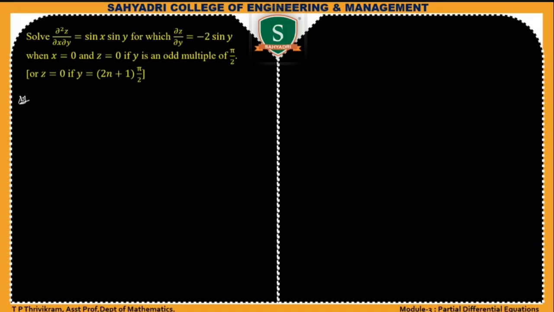y is an odd multiple of pi by 2. So these are the two conditions: dou z by dou y equal to minus 2 sin y when x equal to 0, and z is equal to 0 if y is an odd multiple of pi by 2. So let us see how to solve these.